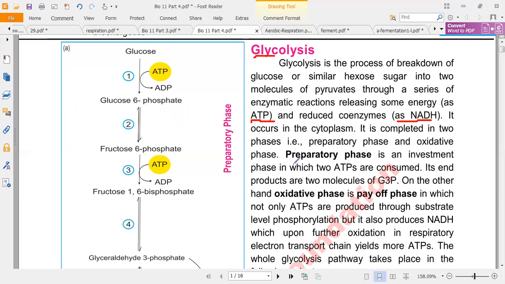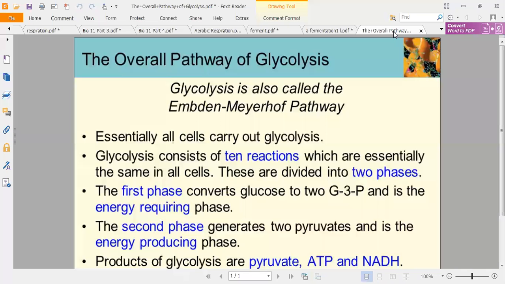Glycolysis is also called the Embden-Meyerhof pathway. It was discovered by three German scientists, Embden, Meyerhof, and Parnas, and that's how the name was given to the process. It is essential for all cells to carry out glycolysis to make pyruvate and get energy.